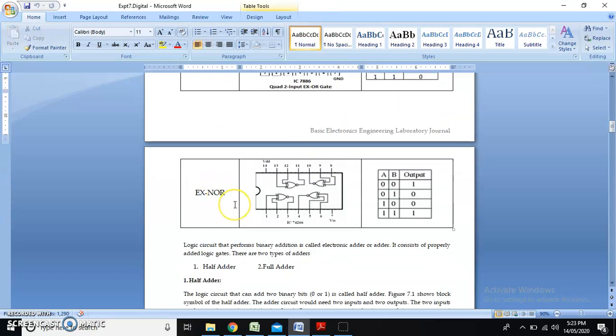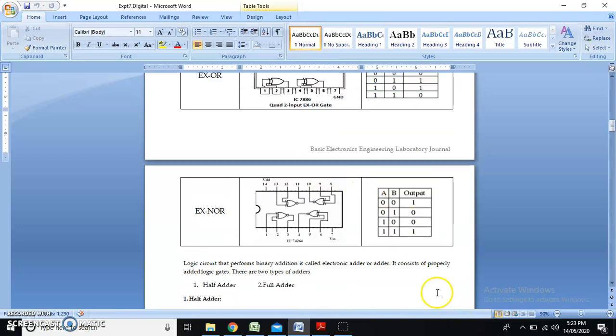Then is XNOR. XNOR means exclusive NOR. It is an XOR gate followed by a NOT gate. So the XOR symbol and a bubble on the head. The IC number for the XNOR gate is 74266. Pin number 1 and pin number 2 input, 3 output. Pin number 4 and 5 input, pin number 5 and 6 input, 4 output. 13 and 12 inputs, 11 out. 9 and 8 input, 10 out.